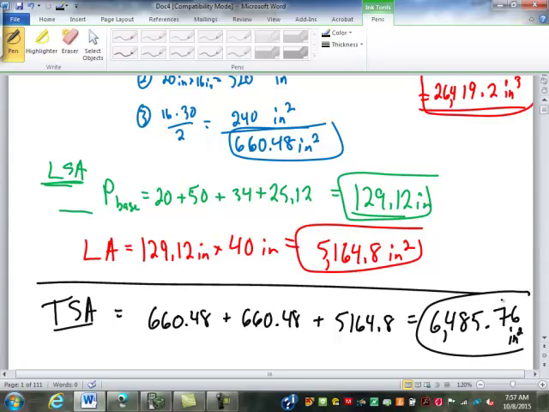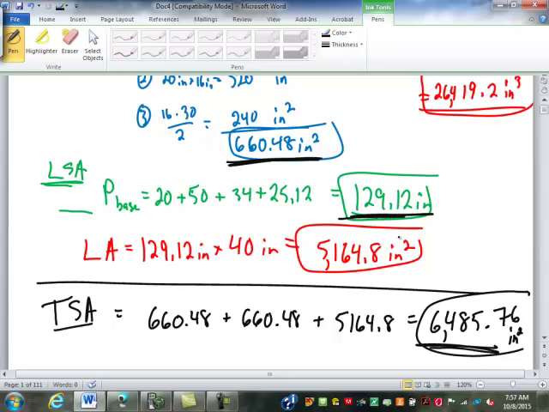What do you think? Better than a sharp stick in the eye? How many of you came up with that for total surface area? Is anybody not sure how I got it? You're not sure? Okay.